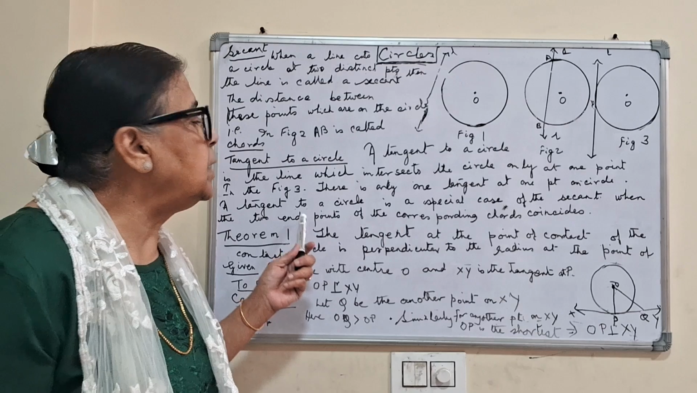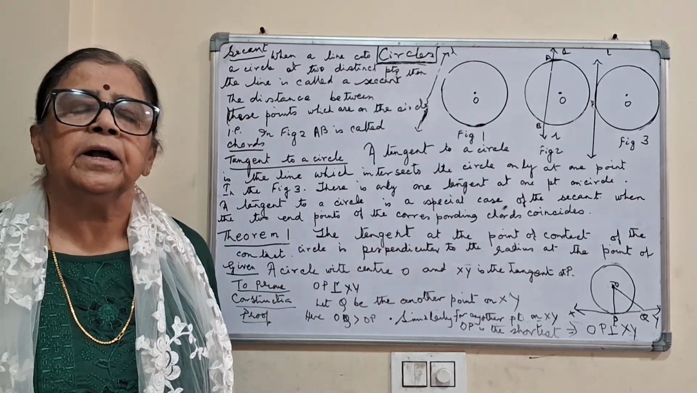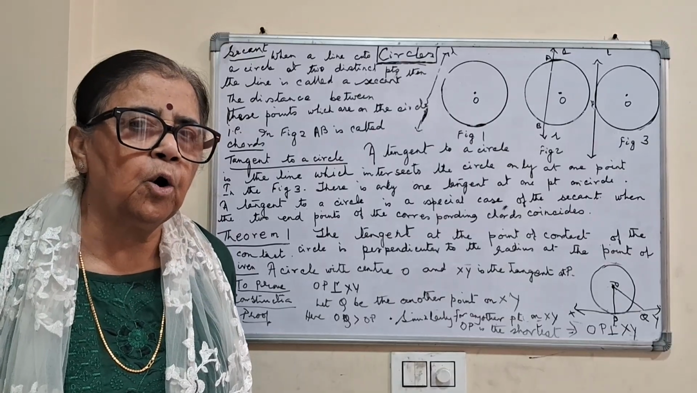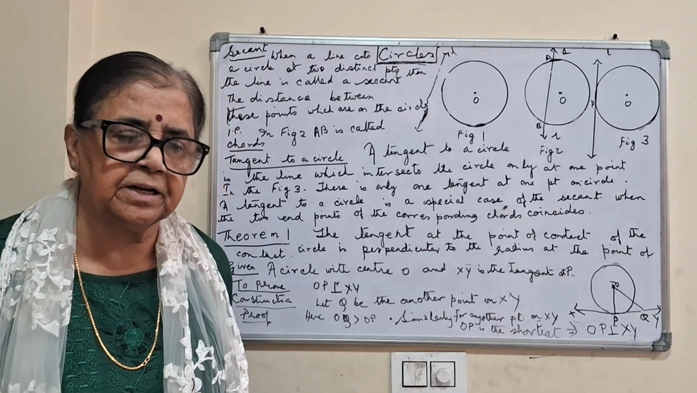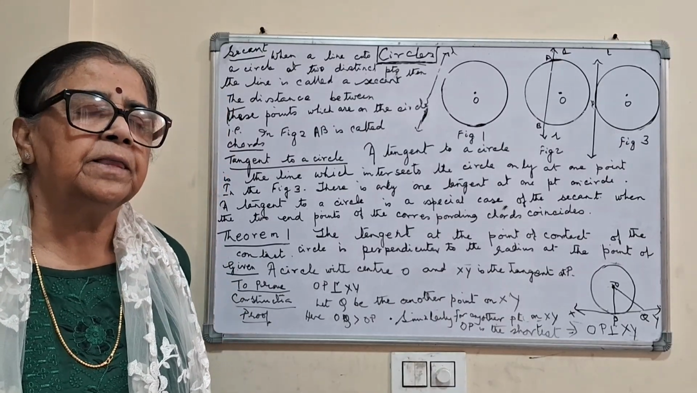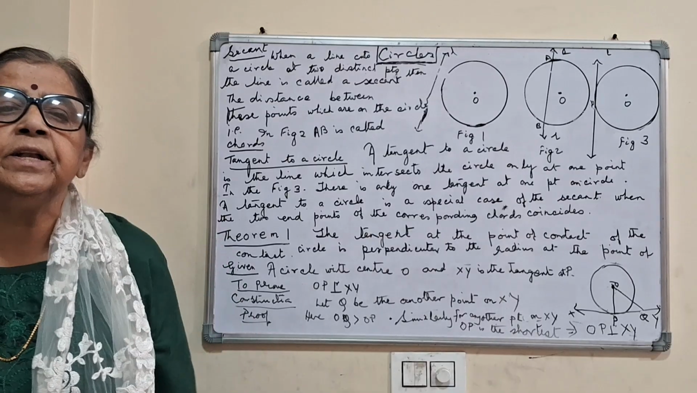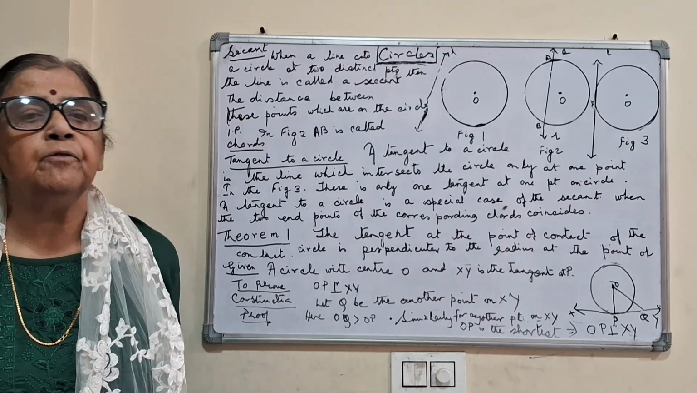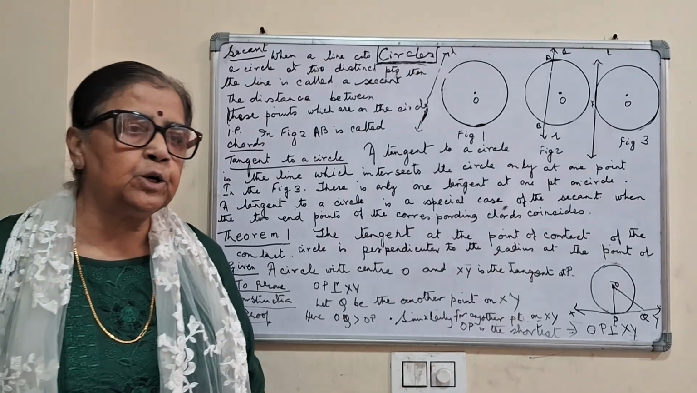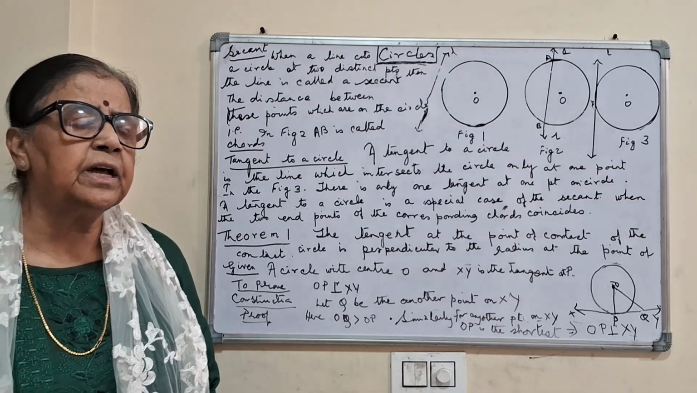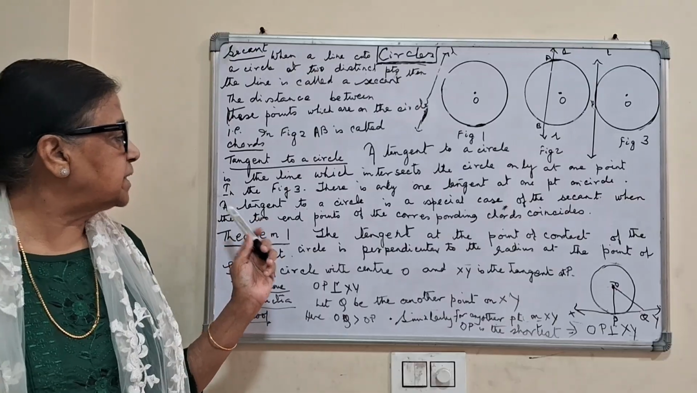There is only one tangent at one point. How many tangents can you draw to a circle? You can draw an infinite number of tangents at different points. A circle is a collection of points which are equidistant from a fixed point, so at every point there will be one tangent. And how many secants can you draw? Many.